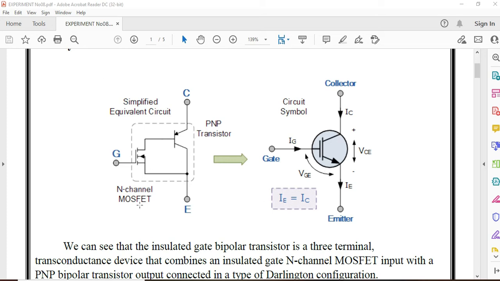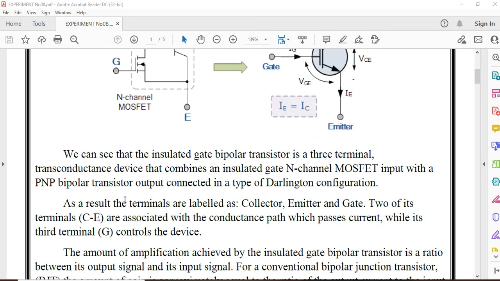This is an N-channel MOSFET over here. This is the circuit for your IGBT. This is just a modified version of your MOSFET. So here there are two types: an N-channel MOSFET input, which drives a PNP bipolar transistor output, consisting of a Darlington configuration. Here the IGBT consists of collector, emitter, and a base and a gate terminal.